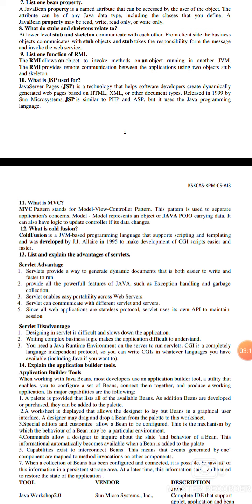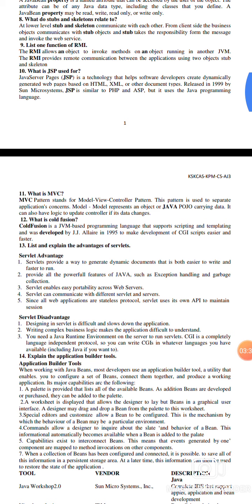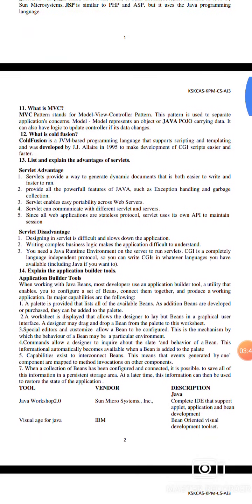10. What is JSP? JSP is Java Server Pages technology that helps software developers create dynamically generated web pages based on HTML, hypertext markup language, XML, extensible markup language, or other document types. Released in 1999 by Sun Microsystems. JSP is similar to PHP and ASP. PHP is Personal Home Page, ASP is Active Server Pages, but JSP uses the Java programming language.